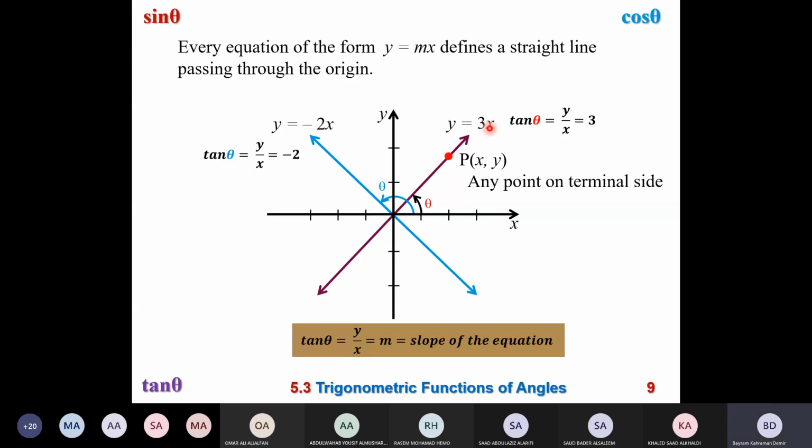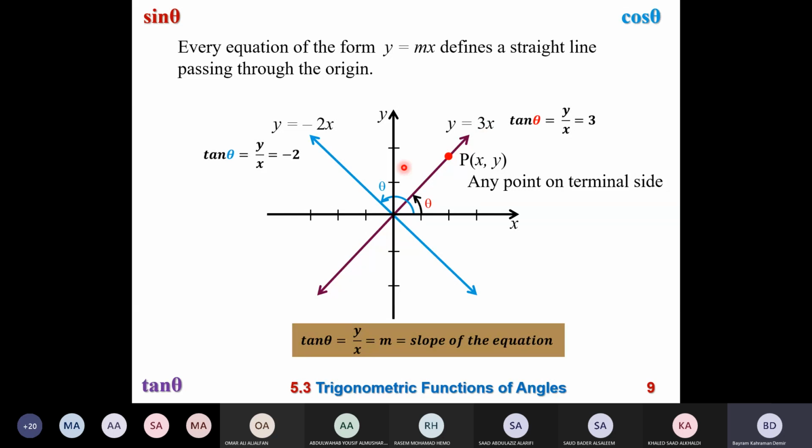So for example, if I give you the equation y equals 3x, do you think you can find a point on the terminal side here? Yes, we can take, for example, x equals 1. So you can take an x value and then the equation will give you the y value. So you get a point. Since you have the freedom, you can choose any x value you like.